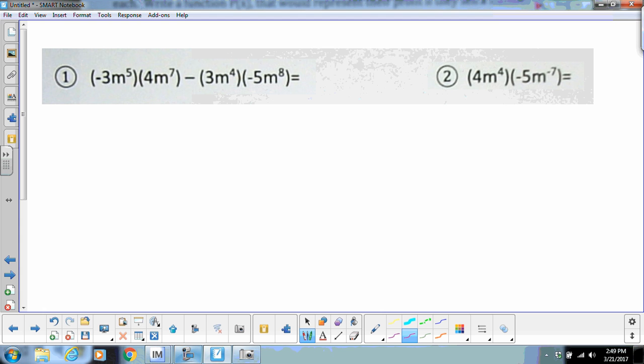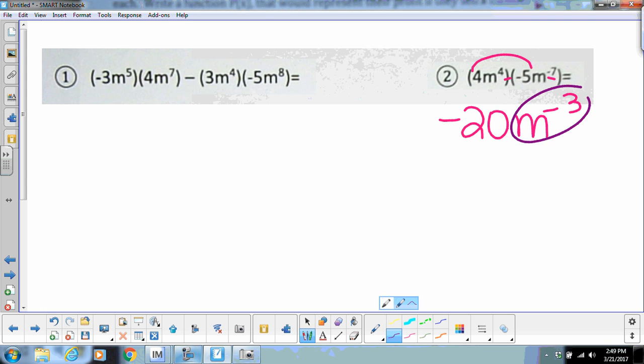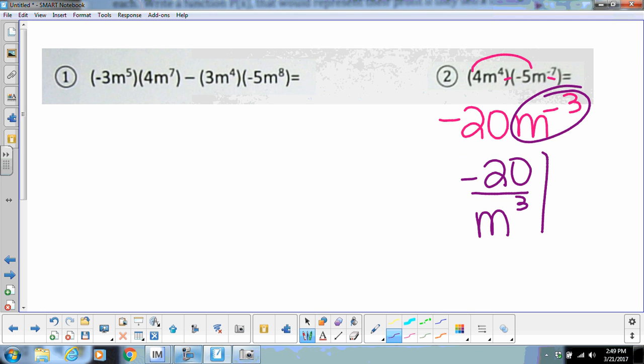Okay, so we're going to start right here by going ahead and multiplying. 4 times -5 is going to give me -20. And we add our exponents, which gives me m to the -3. To finish that problem, you have to move your negative exponent down, so it should be 20 over m to the +3rd.